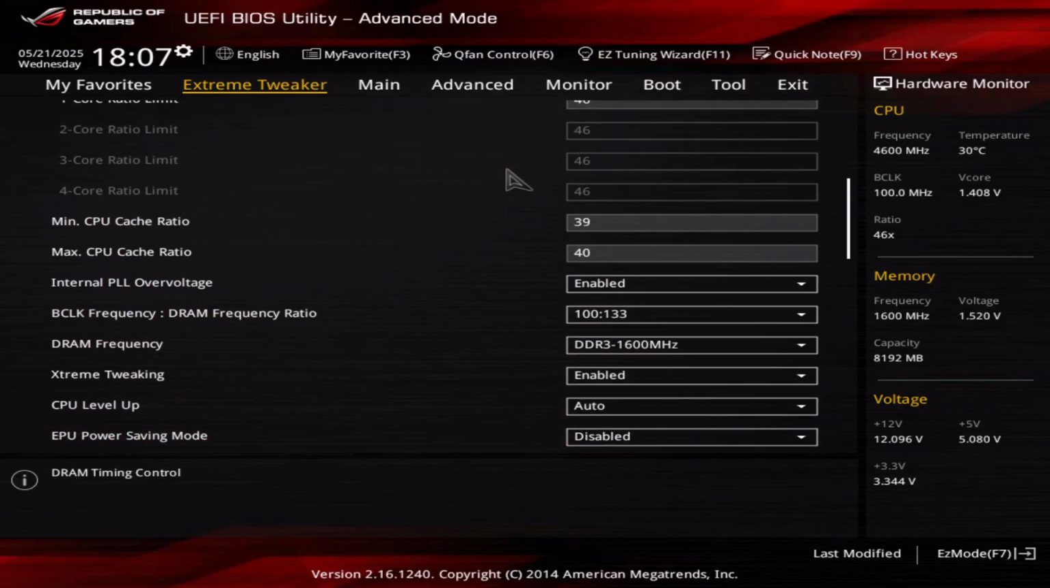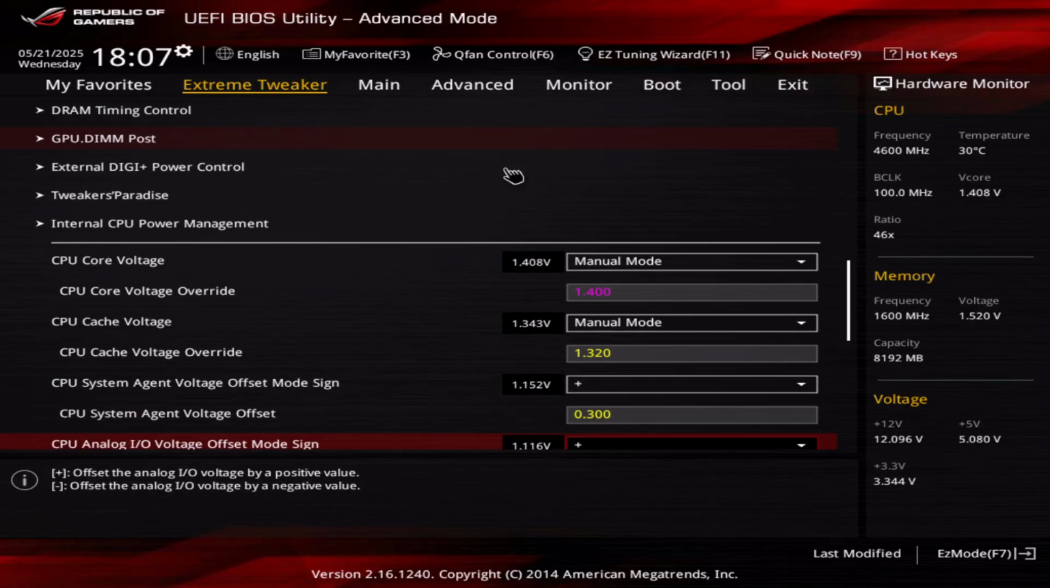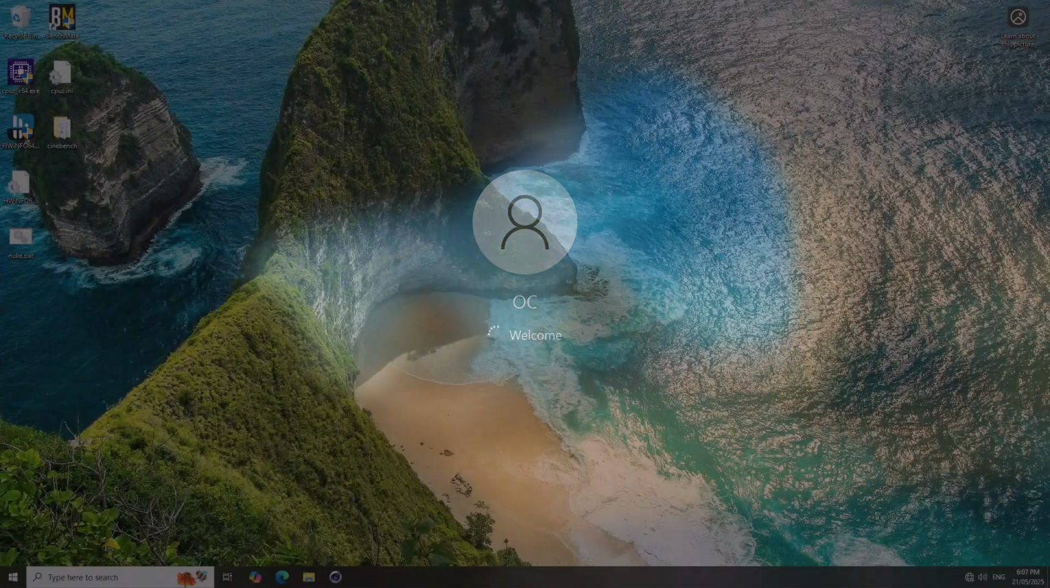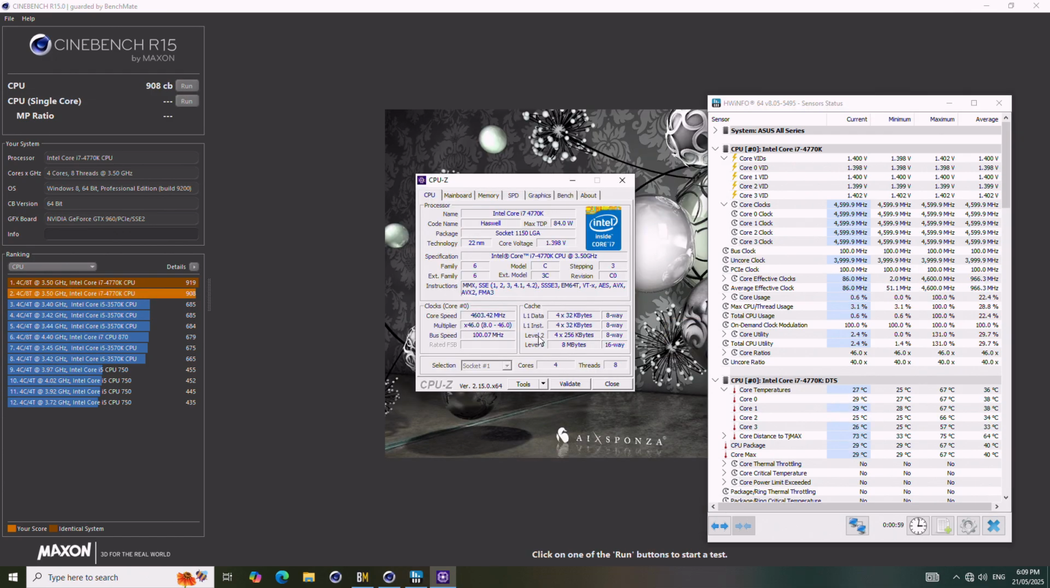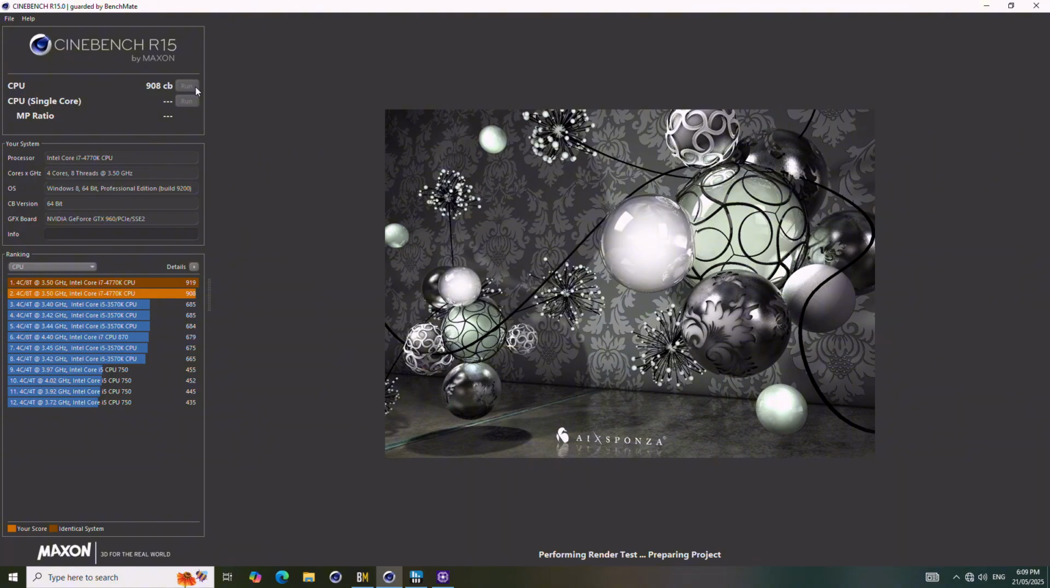4770K, 1.4 volts. I couldn't get any stability higher than that, and even here, if you ran R15 twice, it would crash. So I thought to myself, there must be a better way to get some more stability out of this. Cue the music.